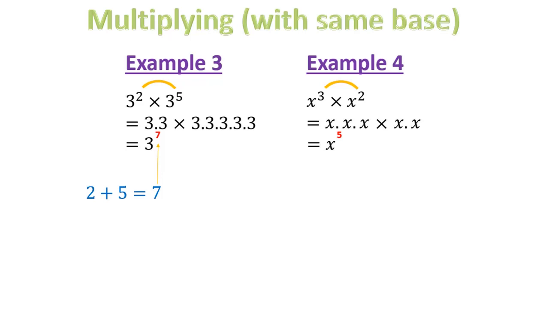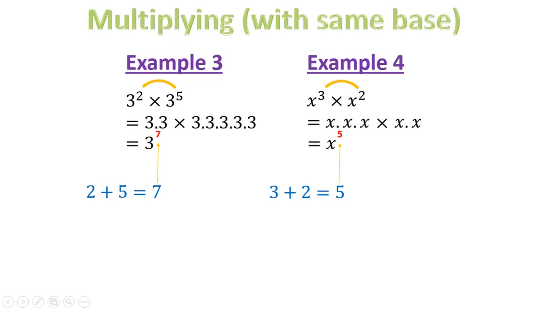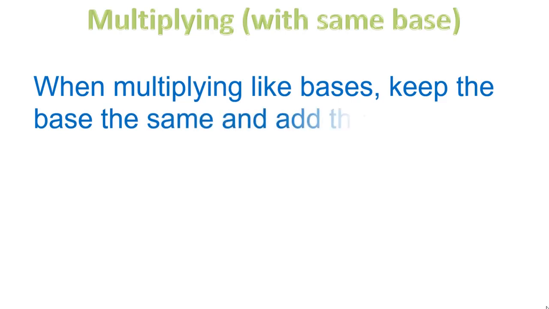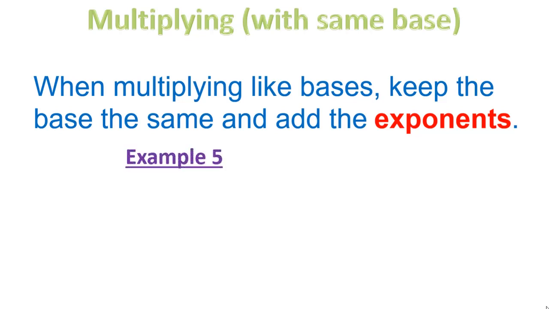Let's look at example 4. My exponents for the x are 3 and 2. And so if we add 3 and 2, we get 5. Notice again, it's the exponent in my answer. So, when multiplying like bases, keep the bases the same and add the exponents. That's what we've seen. Keep the bases the same and add the exponents.